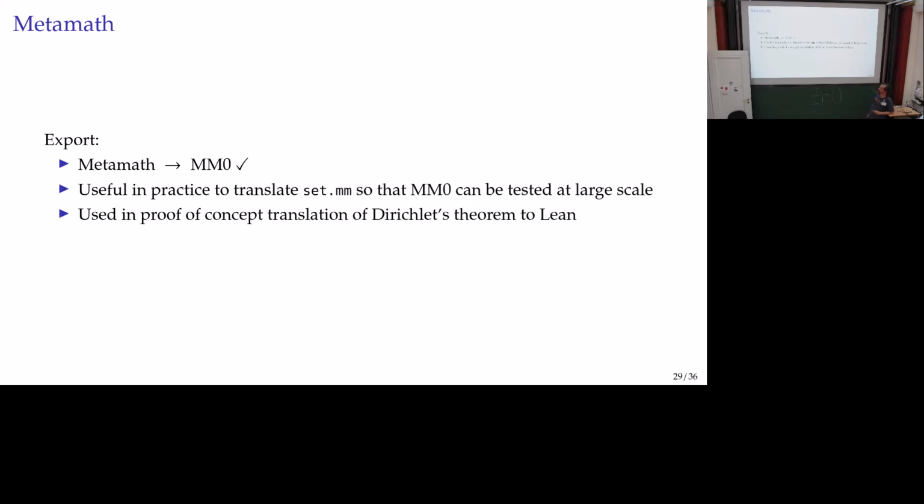In Metamath, this is the only one on the list which I can actually say, yes, there is export, yes, it works. Metamath can be translated to MM0, and MM0 has been translated to other languages, so I have full pipelines involving the Metamath stuff. Set.mm is about 30,000 proofs, so it's comparable in size to some of those other big libraries that were mentioned in Fabian's talk. It can be used to translate that language into MM0, so you can test MM0 at large scale, which is useful. And I used this for a proof of concept translation of Dirichlet's theorem. There isn't much in the way of imports.